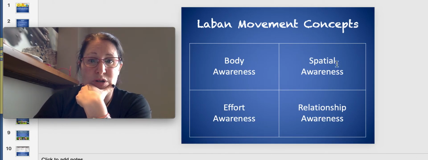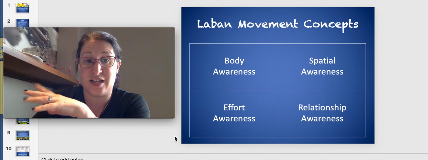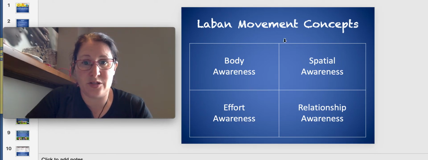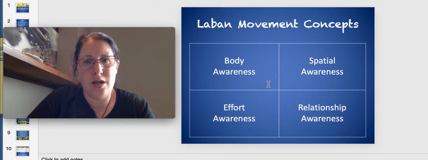So there they are in the quadrant: body, space, effort, awareness. Now, before I click the slide, if you haven't done any reading of the textbook, draw this little square in your journal right now, and around it, jot down a few ideas of what you think this might mean.